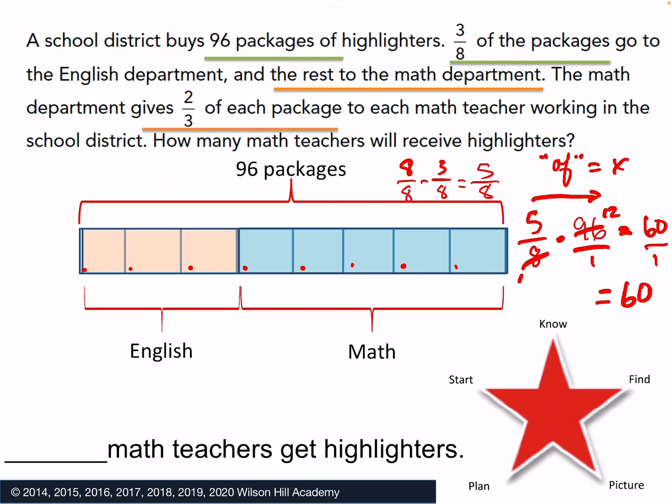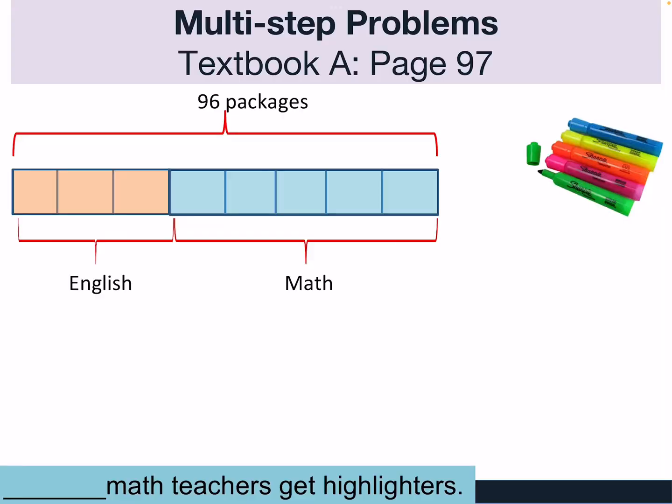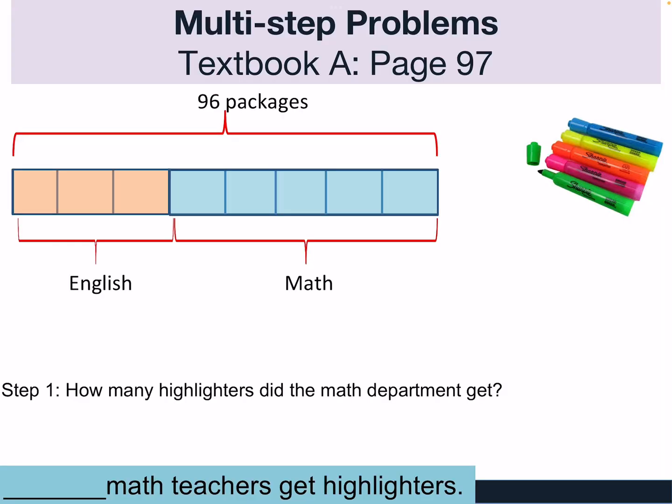All right, and let's just double check. This was 3 eighths, this was 5 eighths, and this was 60. So if I'm starting with 96 and I take away the 60, there should be 36 left. Well, let's double check that. So the question was, how many highlighters did the math department get?